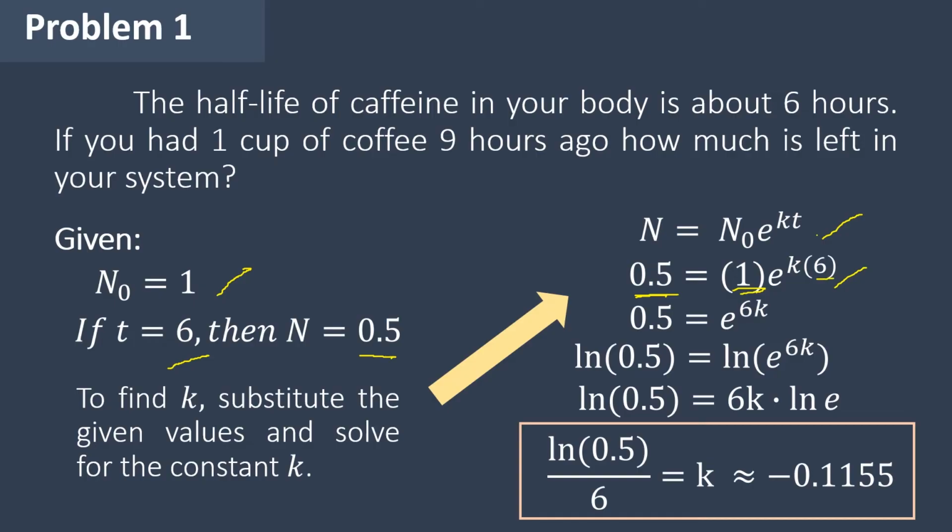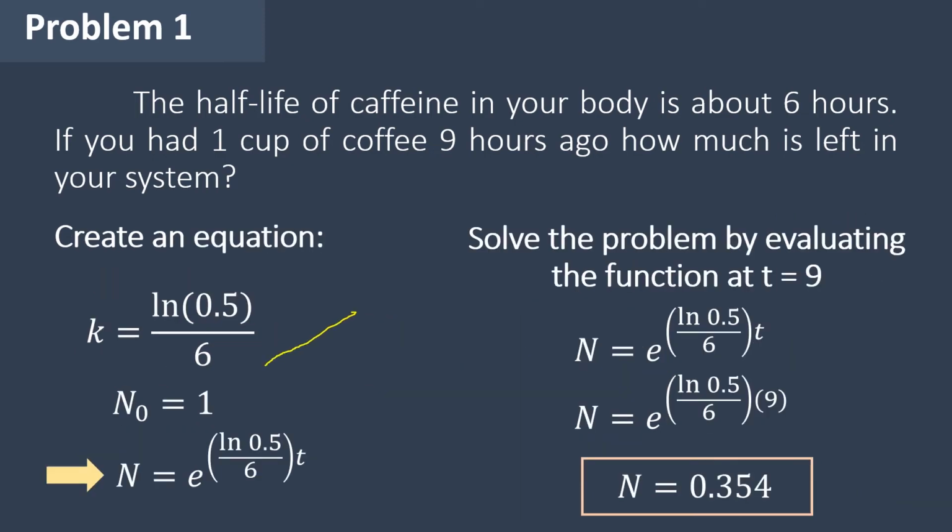So, same pa rin yung process to get the value of our k. So, yung 6k, we're going to place it here and multiply it to the natural logarithm of e. So, since natural logarithm of e is equal to 1, therefore, ang matitira na lang is 6k. Divide both sides by 6. So, yung value ng k natin would be the natural logarithm of 0.5 over 6. Or we can express that one in decimals as negative 0.1155.